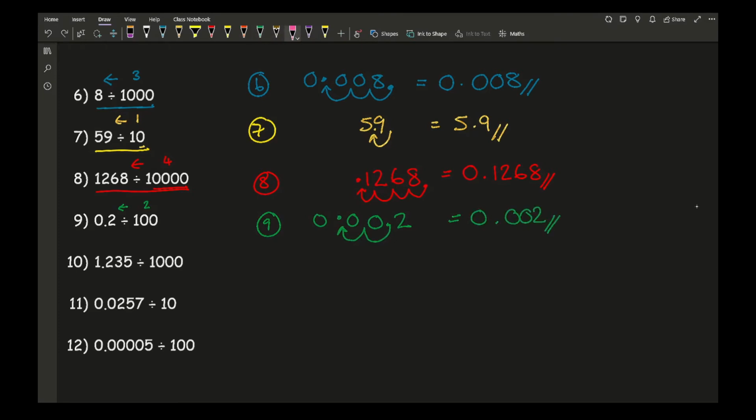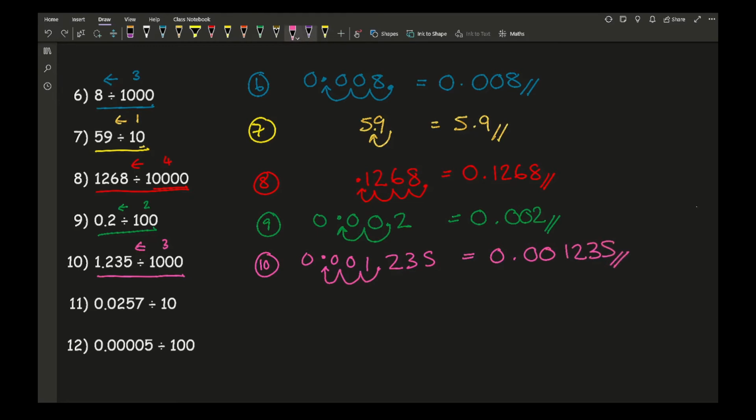And then for question 10, let me just underline that in green. So with question 10, again, moving it to the left by 3 places. I've got 1.235. And again, here I've got a decimal point. So that's 1, 2, 3. So the decimal point goes there. I'm going to fill in the empty spaces with zeros, or the empty loops, I should say. So I've got 0.001235. And there we go.